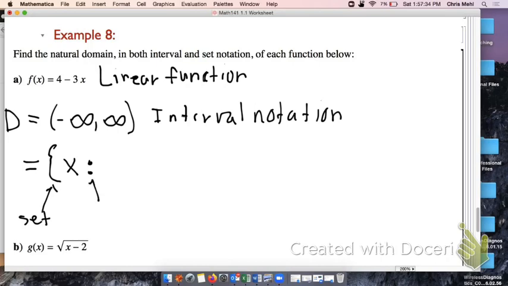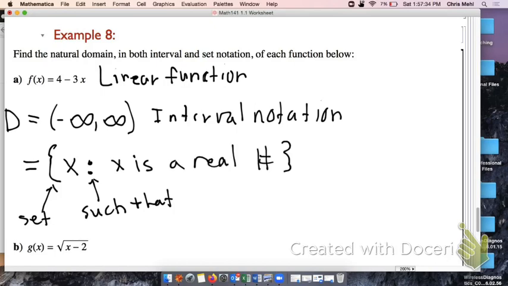It's a set of all x. The colon stands for such that. So it's a set of all x such that x is a real number. Okay, so that's again called the set notation. Okay, so on the one hand, all real numbers in interval notation, which is written as minus infinity to infinity using parentheses, or you can say the set of all x such that x is a real number.